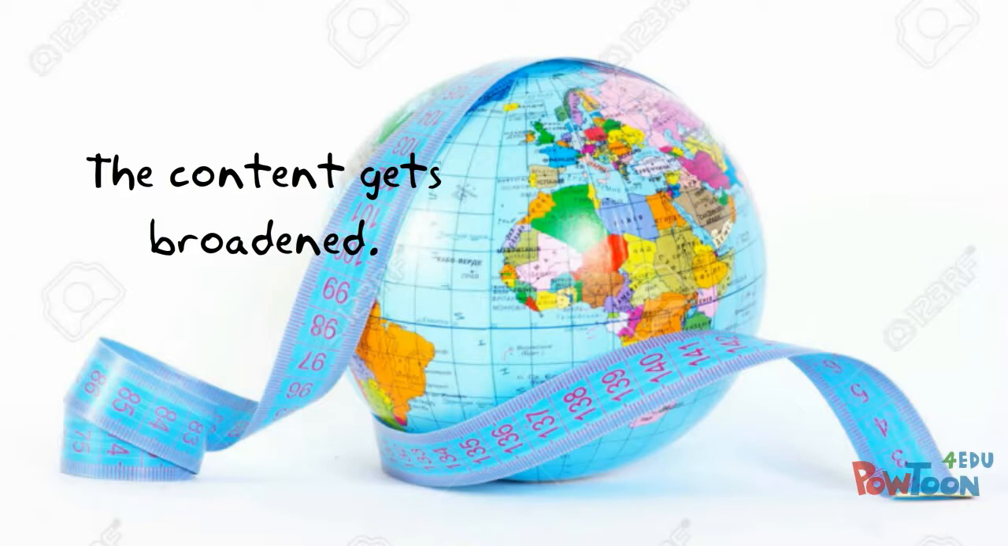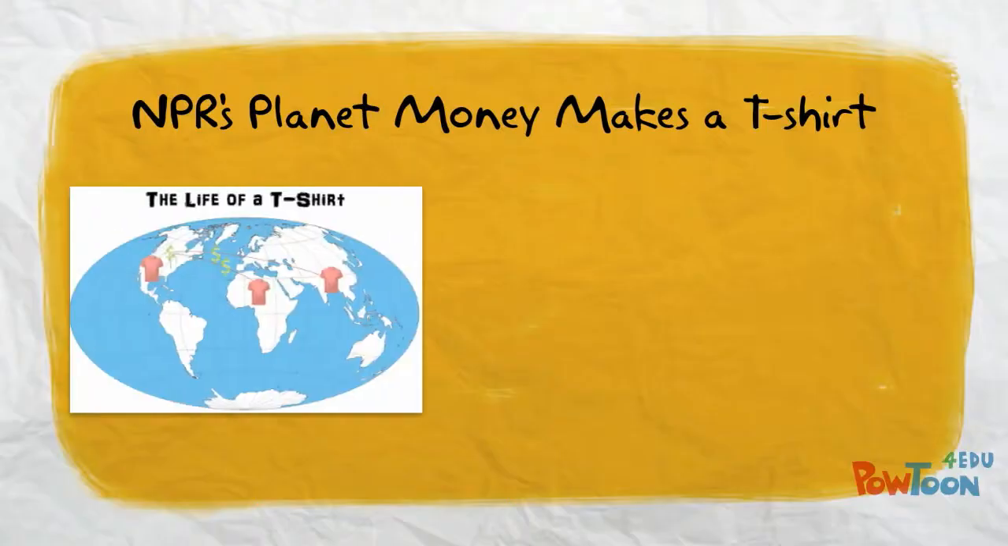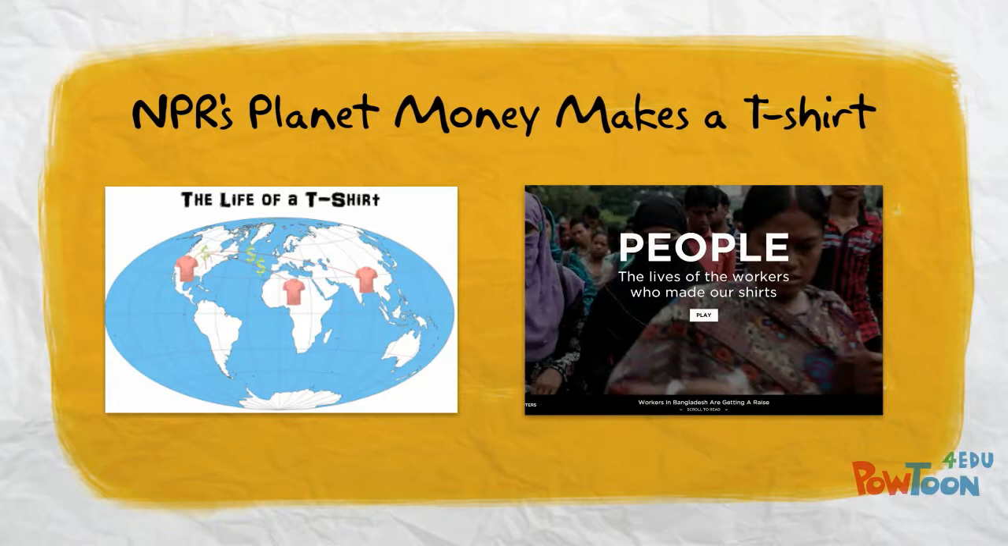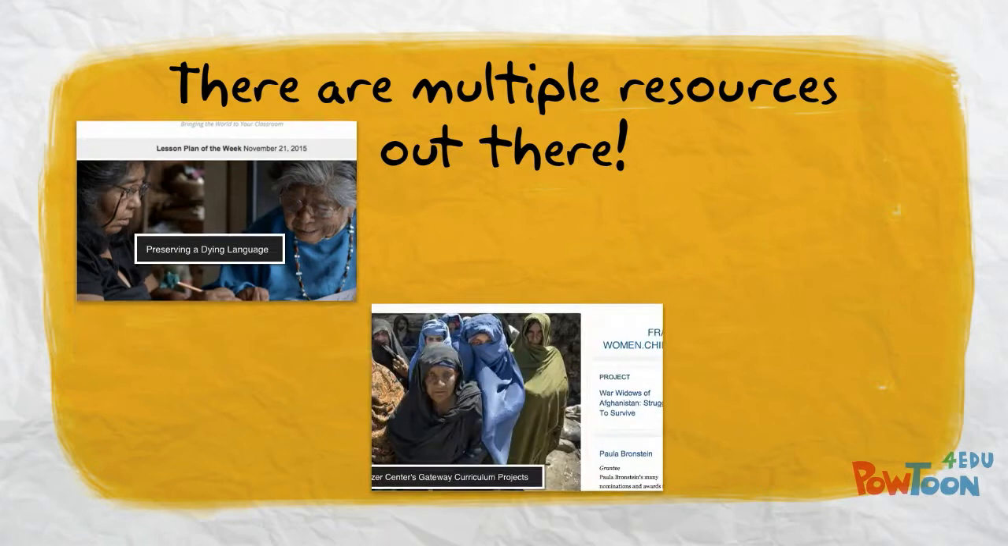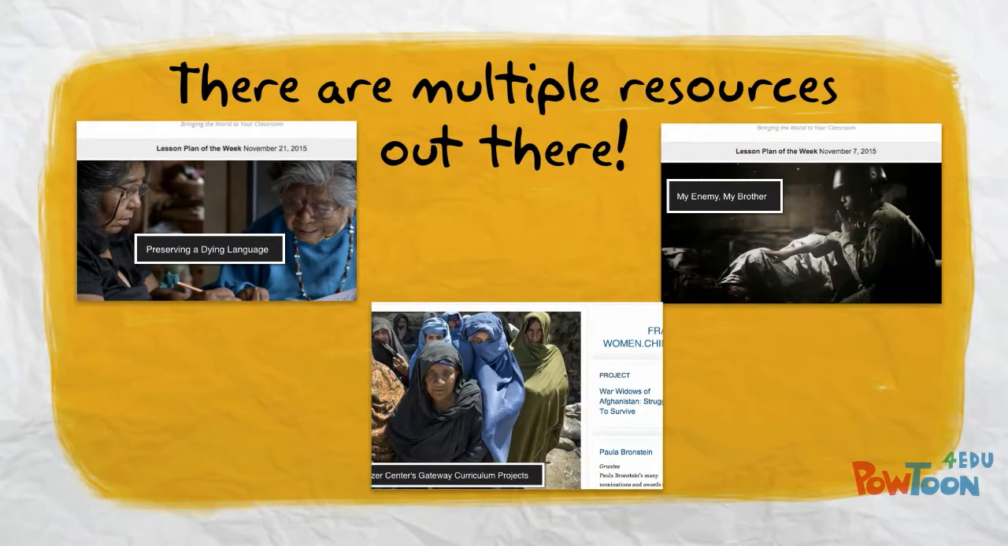The content, too, gets broadened. Students learn how their actions impact people around the globe and vice versa. NPR's Planet Money documentary follows the making of a simple t-shirt across the global economy, and it's quite illuminating. The lens or angle through which students view, research, and digest a topic of interest also widens. It telescopes beyond our local and national borders to take in other global perspectives.